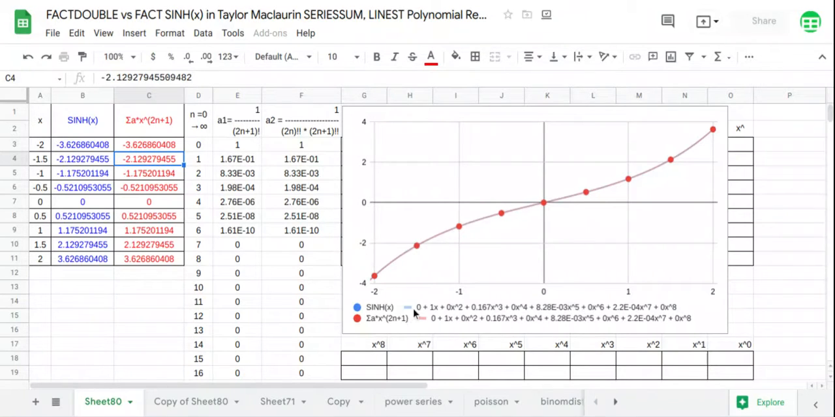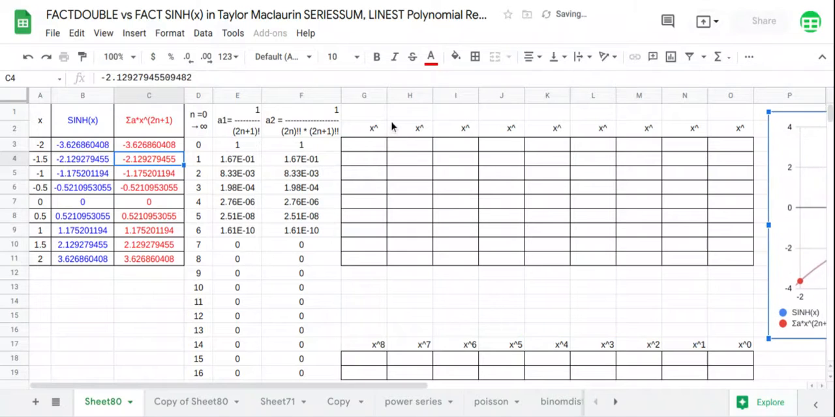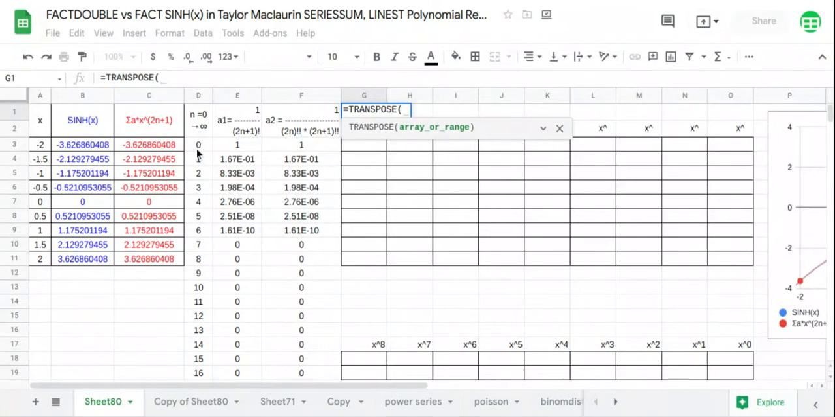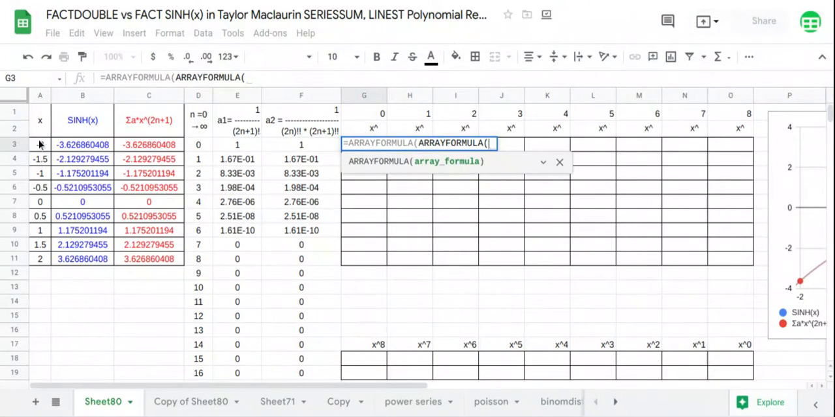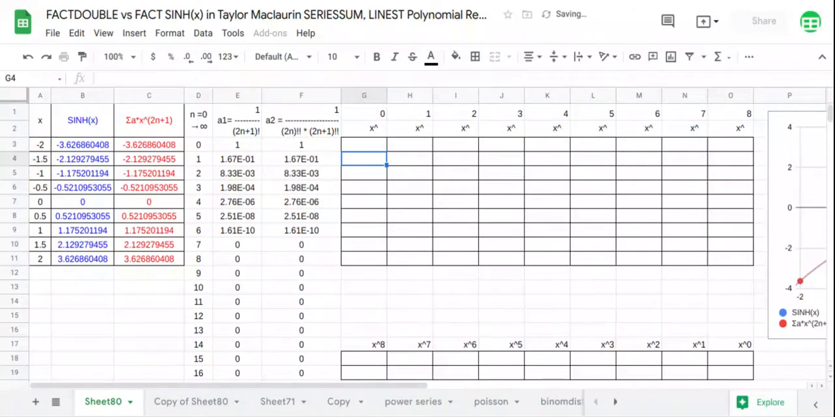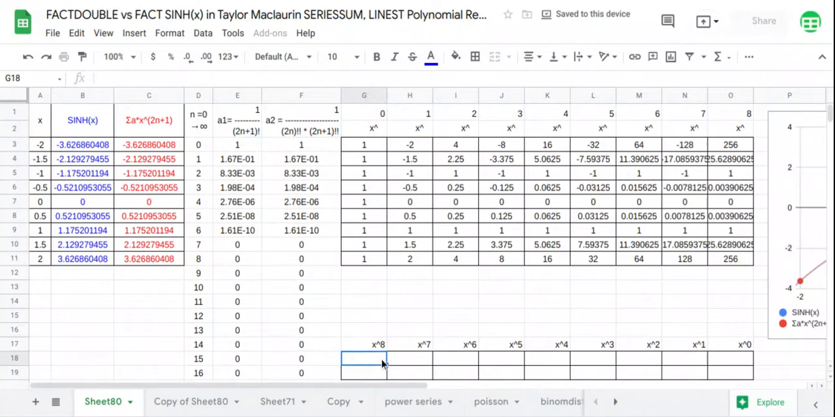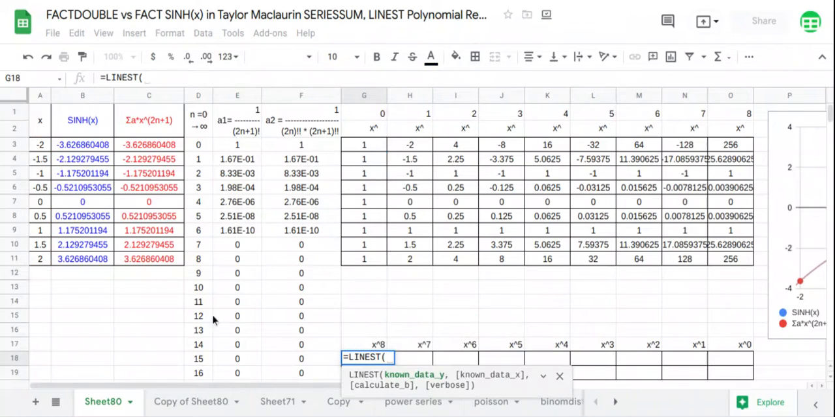Now we continue with we'll calculate the polynomial regression coefficients using LINEST. To do that, we complete the LINEST matrix, starting with the power. So transpose 0 to 8. Now the elements of the matrix. So array formula of the x values raised to the power 0 to 8. Then enter. Now we can use LINEST. LINEST data y and data x.